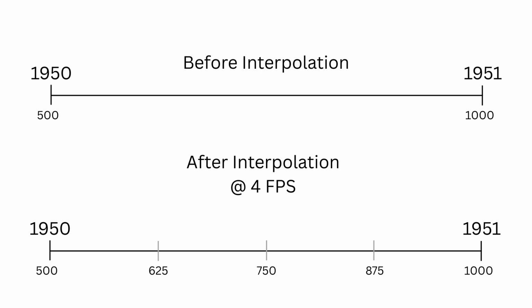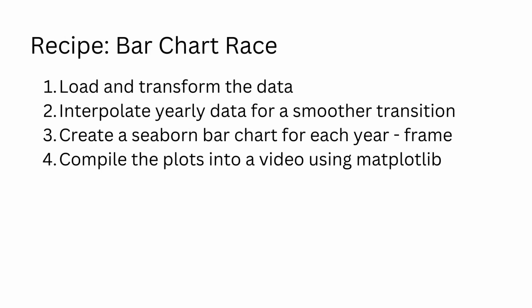In this example, we have used a frame rate of 4. So, we have 4 equally spaced regions between 2 years. For the actual video, we would use a higher frame rate, somewhere between 24 and 30, so that the video is much smoother. After this interpolation, we would end up with 4 interpolated data points per year.